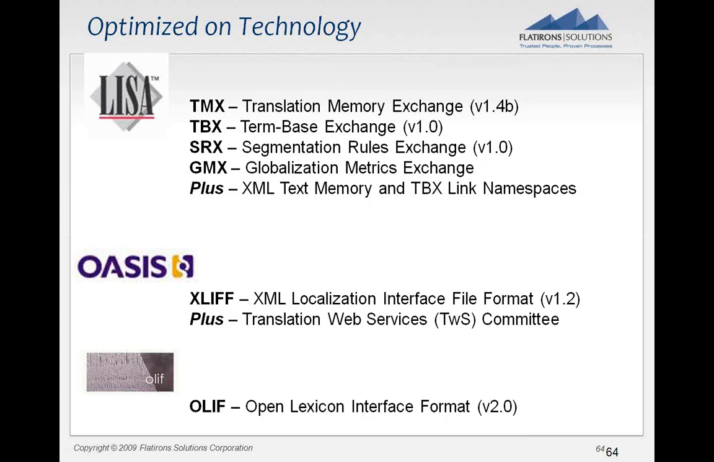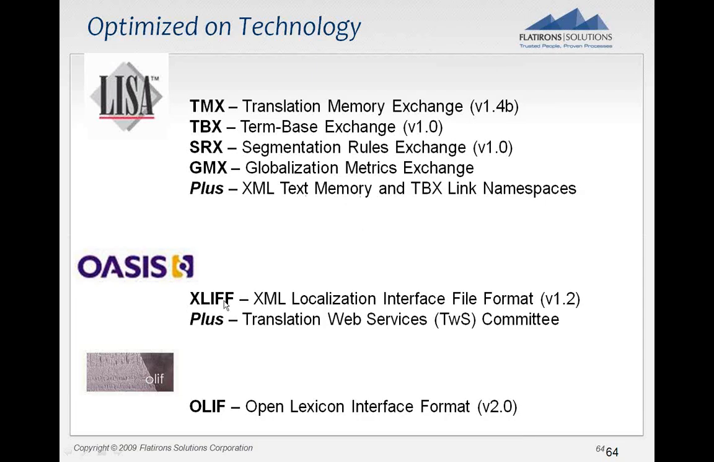Same thing with TBX, which is a term-based exchange. There's segmentation rules that are being agreed upon internationally, so that what happens in translation memory is that you part up a paragraph into segments, and those segments are matched against what's already been translated in order to determine if something's pre-translated or needs to be translated because there's enough change. There's a GMX that has some metrics exchange and some XML pluses and XML text memory and TBX link namespaces.